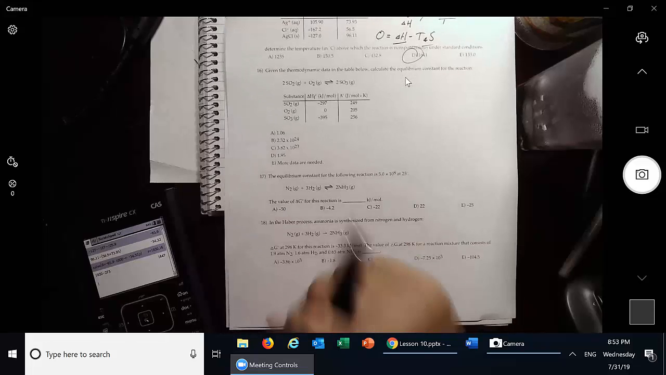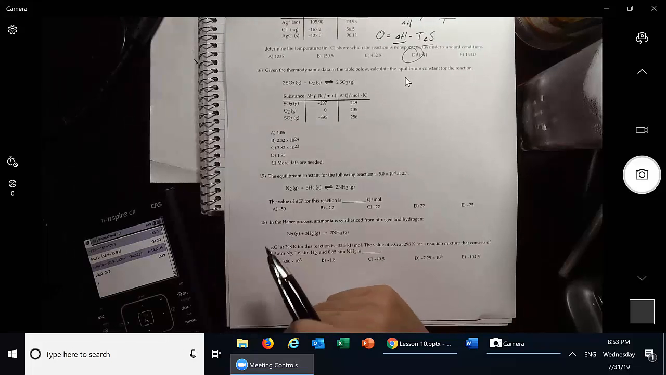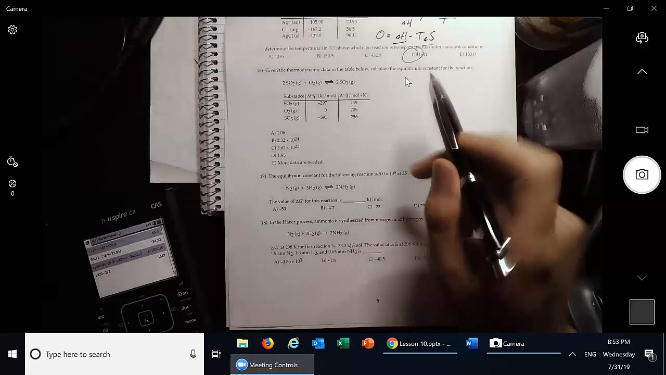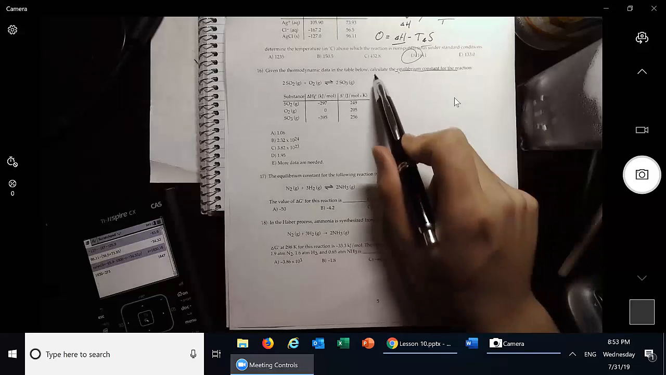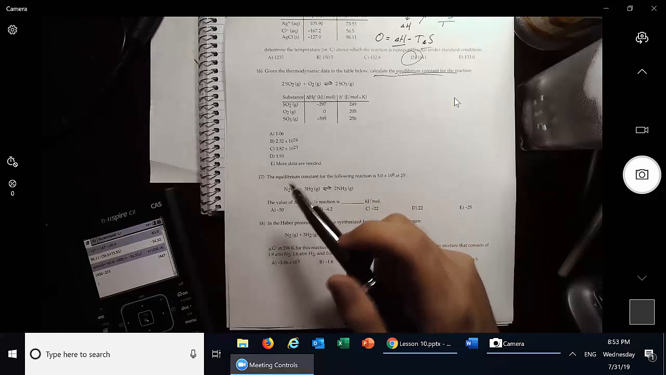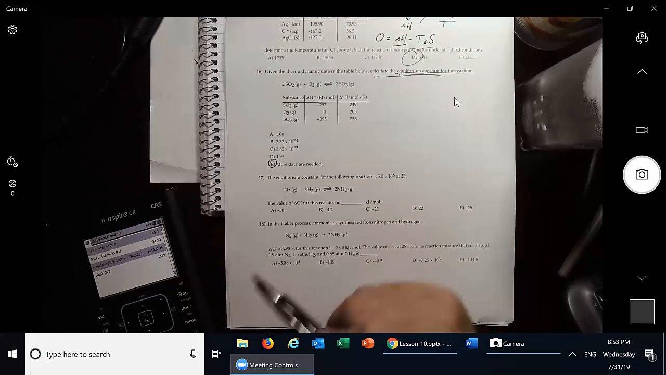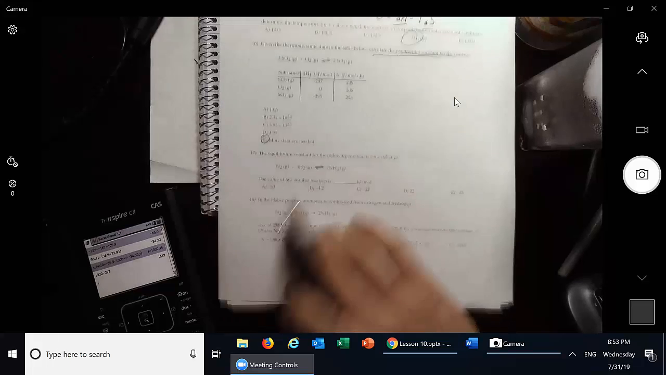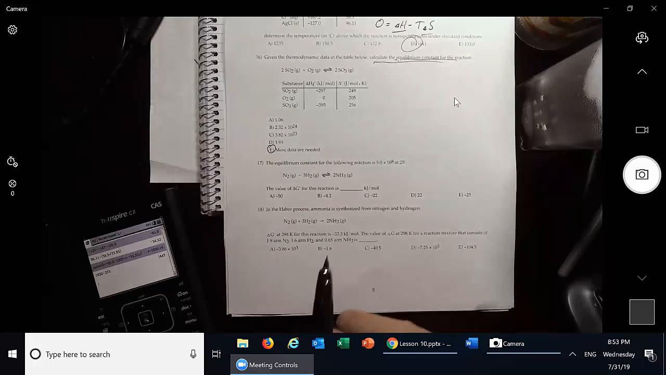Now 16 is somewhat of a trick question. I don't think they want you to calculate the equilibrium constant. However, the equilibrium constant is dependent on temperature, which is not given, so you need more data. Okay? And can we do 17?